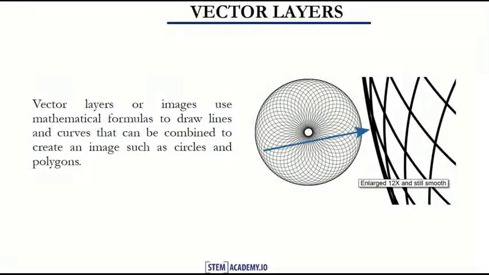Now, vector layer is a layer in which images are created in form of lines and curves. Images here tend to retain their quality whenever you zoom in, because the images are being created in form of lines.